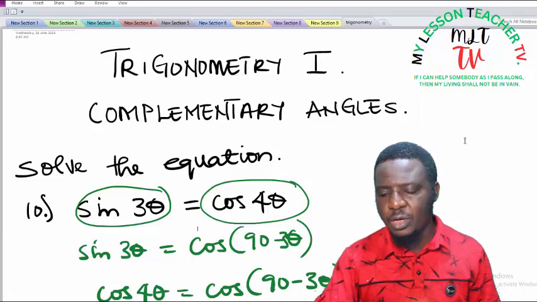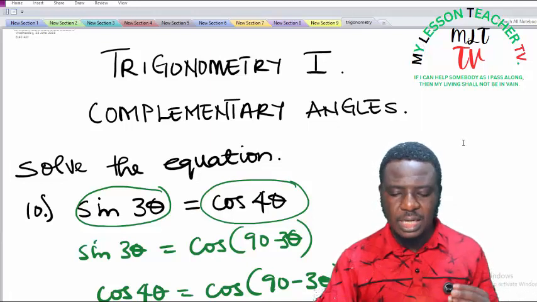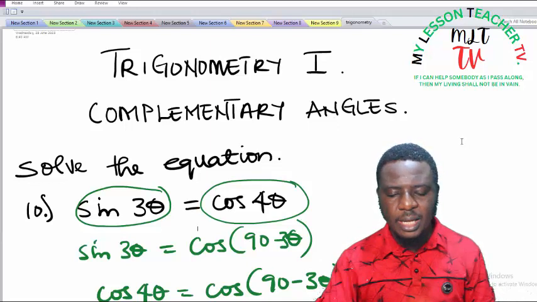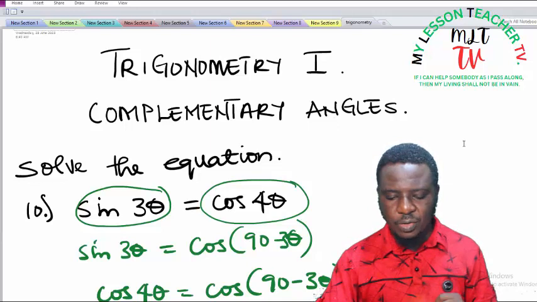That brings us to the end of today's class. In today's class, we have seen how we can apply the use of complementary angles in solving trig ratios.